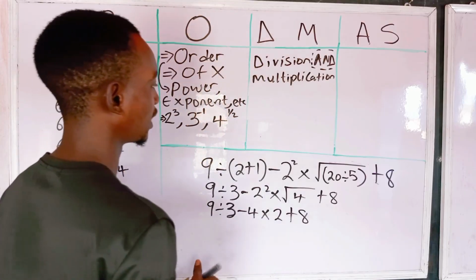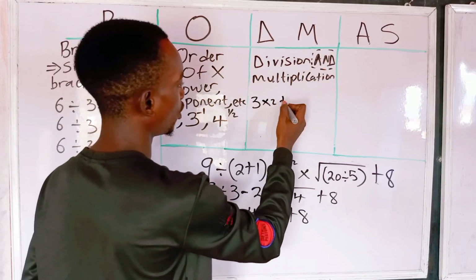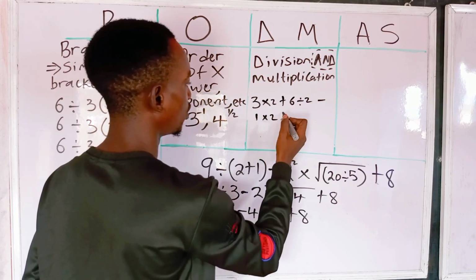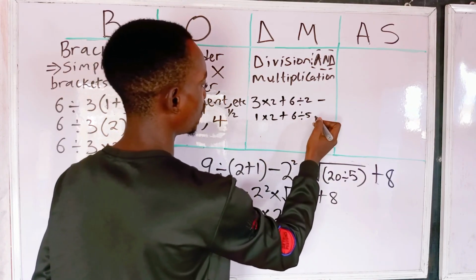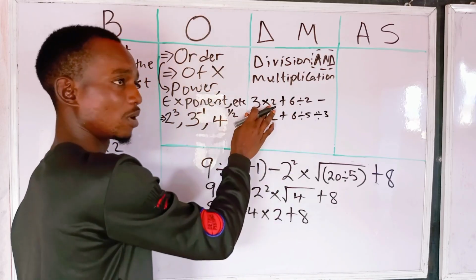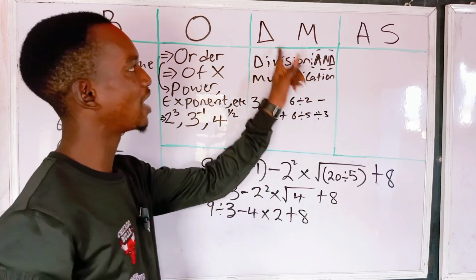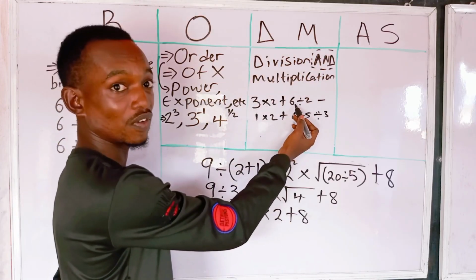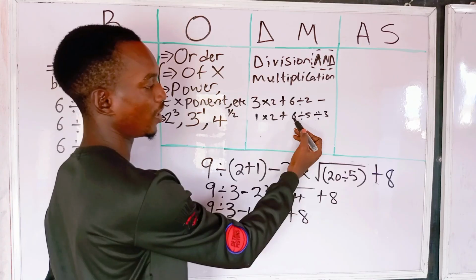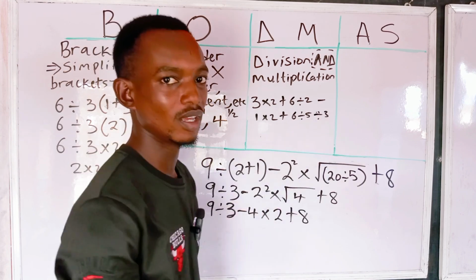Let me give us a better example. Let's say we have 3 times 2 plus 6 divided by 2 minus 1 times 2 plus 6 divided by 5 divided by 3, and no matter how long it is. How do we do this? We have multiplication, division, multiplication, division, and division. According to BODMAS, people will say they'll divide first before they multiply. That means they'll first do this division, 6 divided by 2. Hey, wrong. They'll now come and do this one, divide first, 6 divided by 5. Hey, wrong. They now say the answer of this divided by 3. Wrong.